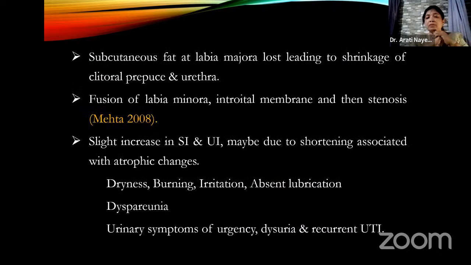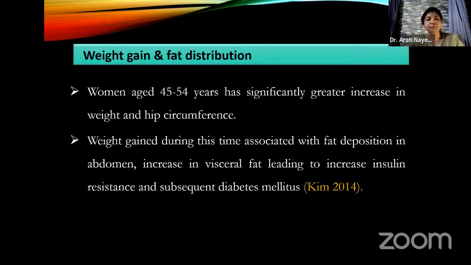Subcutaneous fat at the labia majora is lost, leading to shrinkage of the clitoris, prepuce, and urethra. There is a slight increase in stress incontinence due to shortening associated with atrophic changes. So that leads to dryness, burning sensation, irritation, and absent lubrication, and that causes dyspareunia. And urinary symptoms like urgency, dysuria, and recurrent UTI are more common during menopause.